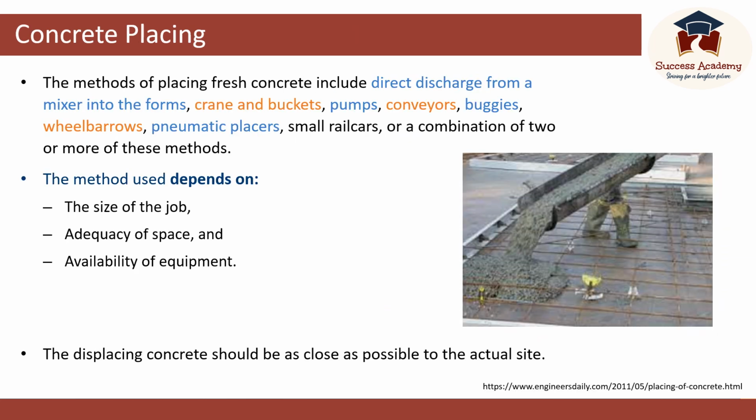After we transport the pre-mixed concrete to the site, the next step is placing the fresh concrete. There are many methods included in placing concrete: direct discharge from the mixer into the form, crane and buckets, pumps, conveyors, buggies, wheelbarrows, pneumatic placers, small rail cars, or a combination of these. The method used depends on the size of the job, adequacy of space, and the availability of equipment. The placing equipment should be as close as possible to the actual site.